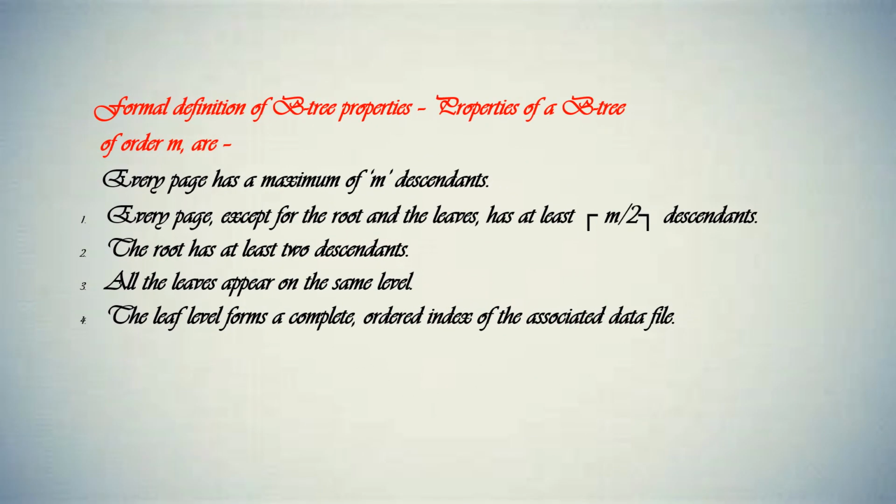Formal definition of B-tree properties. Properties of a B-tree of order m are: every page has a maximum of m descendants. Every page except for the root and the leaves has at least m/2 descendants. The root has at least 2 descendants. All the leaves appear on the same level. The leaf level forms a complete ordered index of the associated data file.